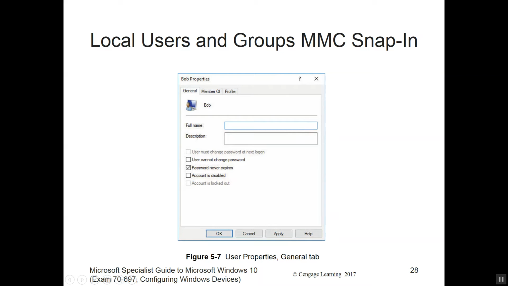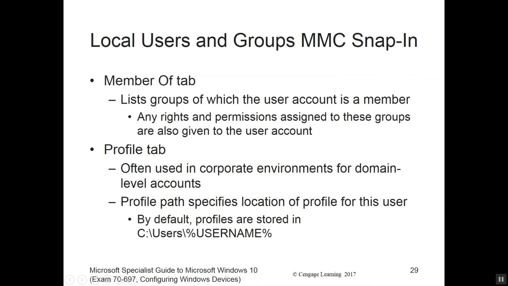So here we go, and we're going through this little interface, and we can add more details about Bob, change the password, say the password never expires. There's things we can go modify in there. So in the local users and groups MMC snap-in, it's a member of tab. It lists groups of which the user account is a member.